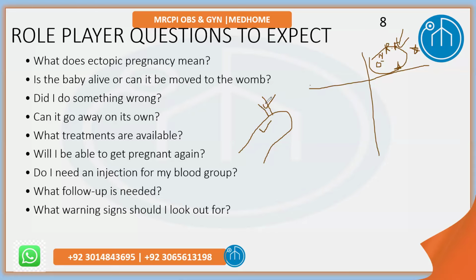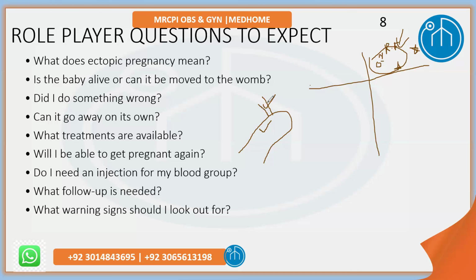Patient cries, give her a pause, offer wipes and tissue. You want me to stop, or you want me to continue? You want me to continue, please? Okay, now if she wants to continue, she will ask what I did wrong. It was not in your hand. Can I make it go away? No, it will rupture. It will harm your life. What treatments are available? We have three treatment options. You tell again, one liner. I'll be able to get pregnant again.